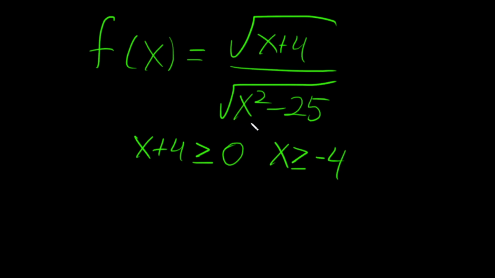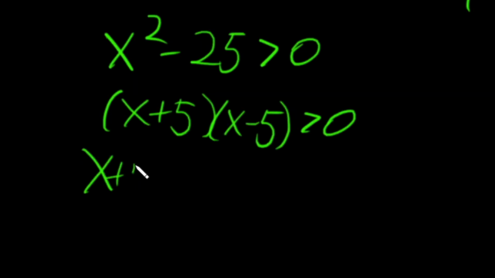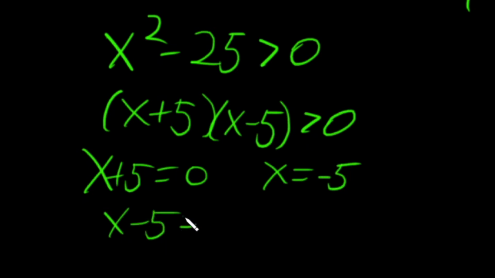In the denominator, we have to be careful about two things. The square root means no negatives in the radicand, and being in the denominator means that it cannot equal 0. So we'll set x squared minus 25 greater than 0. This is another difference of perfect squares. It would factor to x plus 5 times x minus 5 greater than 0. So let's start with the critical points, the ones that actually get us equal to 0. In the first binomial, x plus 5 equals 0 means that x equals negative 5. And in the second binomial, x minus 5 equals 0 means x equals positive 5.